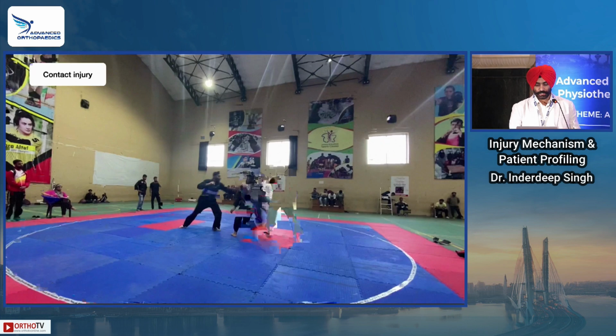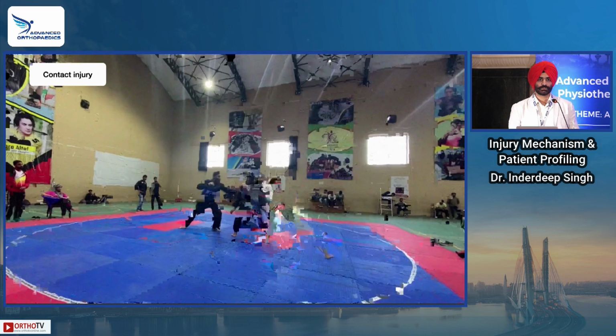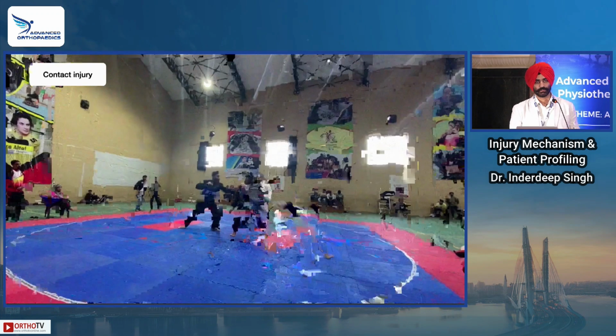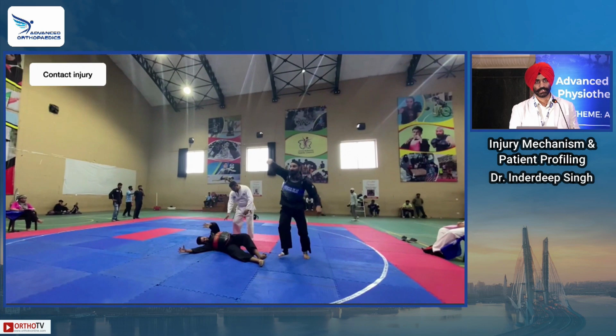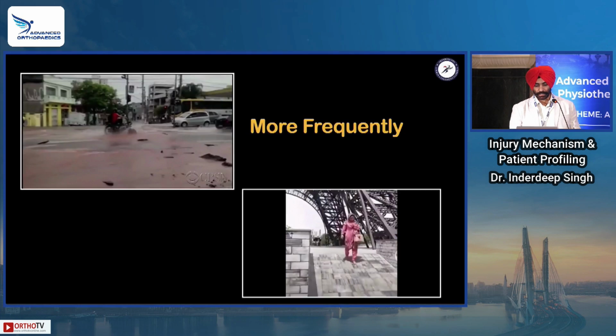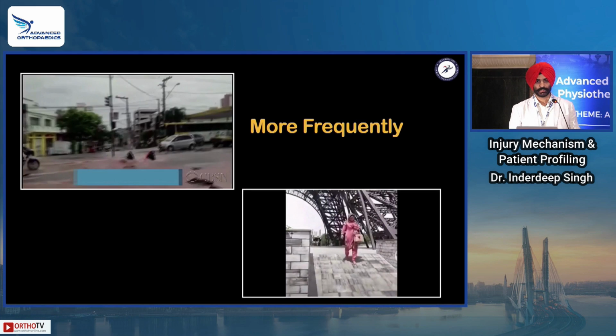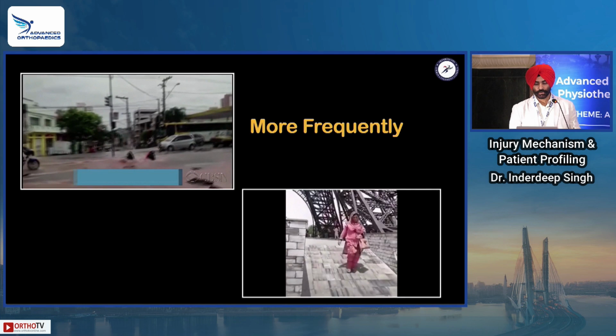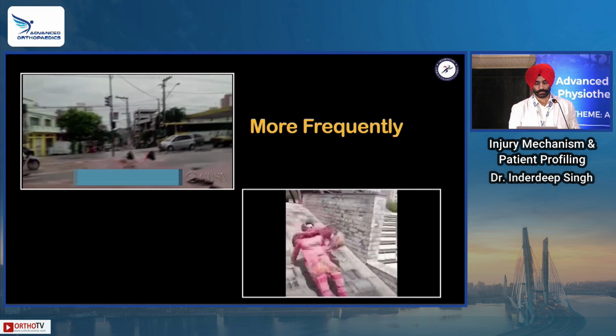And it can be a contact type of injury where a grappler just holds the leg and just moves it around. So again, this can give rise to an ACL injury. But more frequently in India, we get these kind of patients as well, who are just walking down the ramp and fall on the potholes.